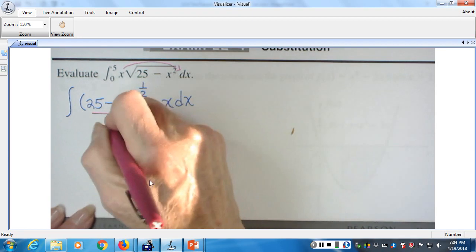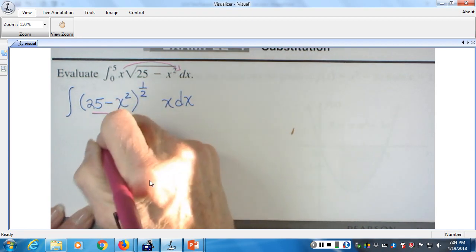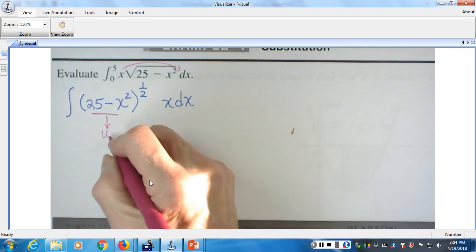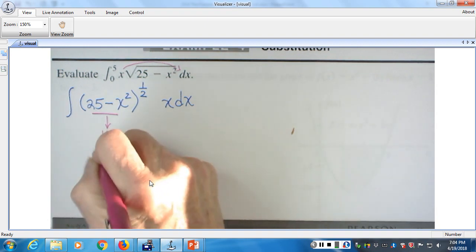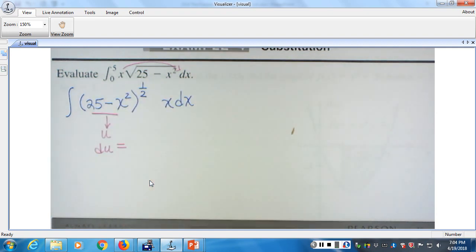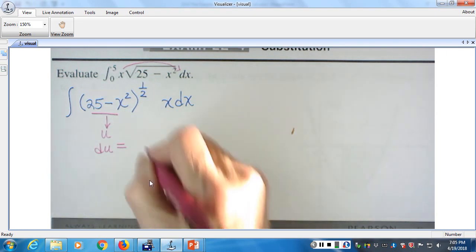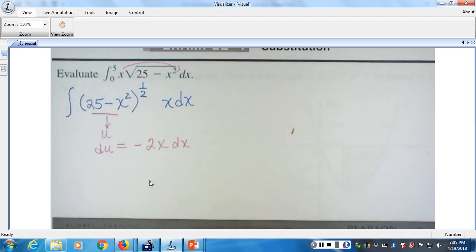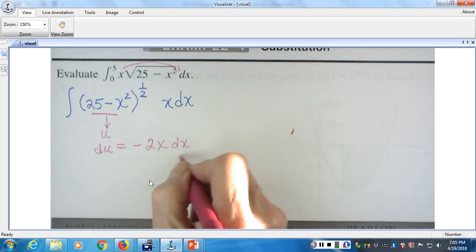So if this is u, we're undoing a chain rule. We're going backwards on a chain rule. We talked about that last time. So if that's u, then I need du. And du is the derivative of 25 minus x squared. So what's the derivative of 25 minus x squared? And then, of course, that is a derivative, so it's a dx. Do I have what I need?